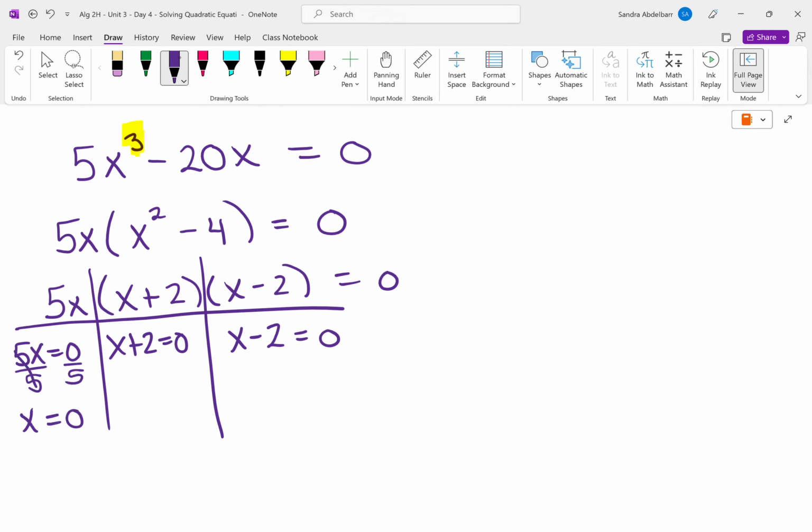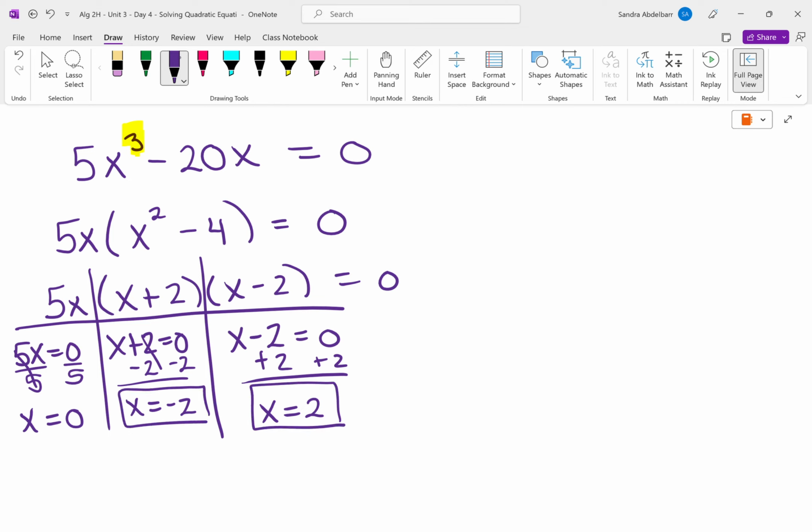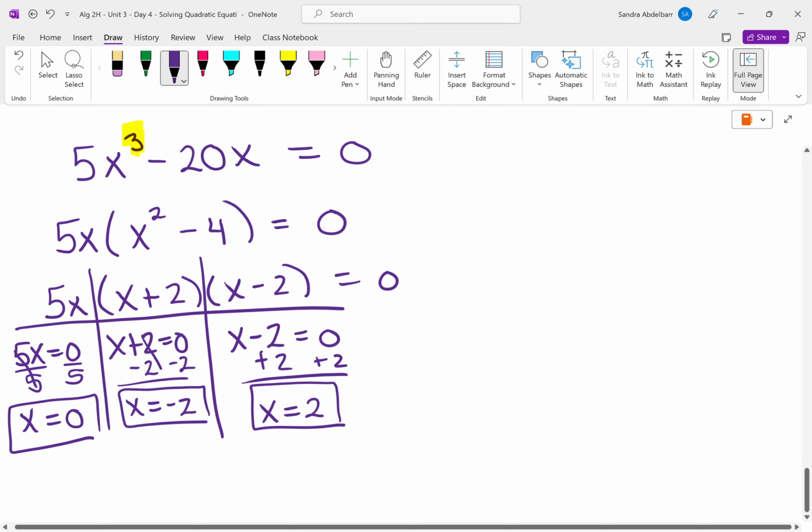Okay, so now we're going to divide by 5. So x will equal 0. That's one solution. Then we're going to subtract 2. X will equal negative 2. And now we're going to add 2. X will equal positive 2. So these are our 3 solutions.